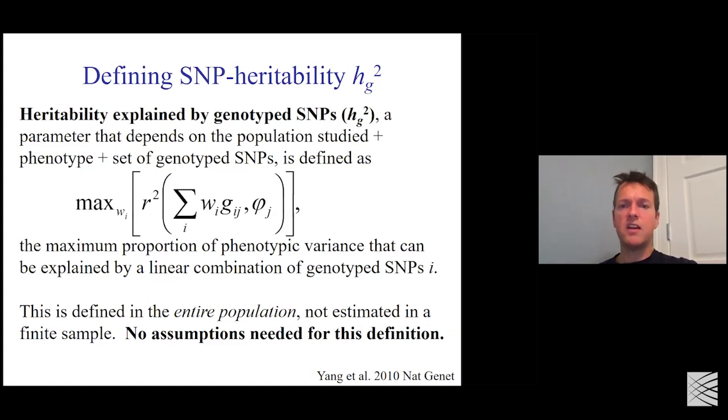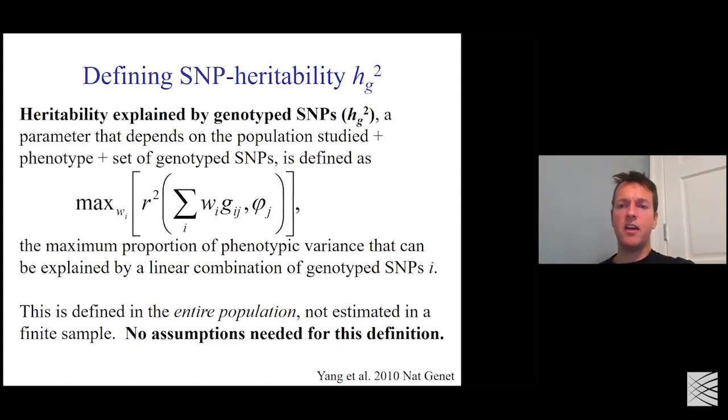That definition does not depend on a particular sample, although it does depend on which set of SNPs you're looking at. If you're looking at just SNPs on chromosome 1, the answer will be smaller than if you're looking at all SNPs in the genome. Or you might be looking at just a few 100,000 genotyped SNPs, or a large number of imputed SNPs, or common SNPs, or common and rare SNPs, or whatever, and the answer will be different in each case, but this is a quantity that you can define in the entire population.